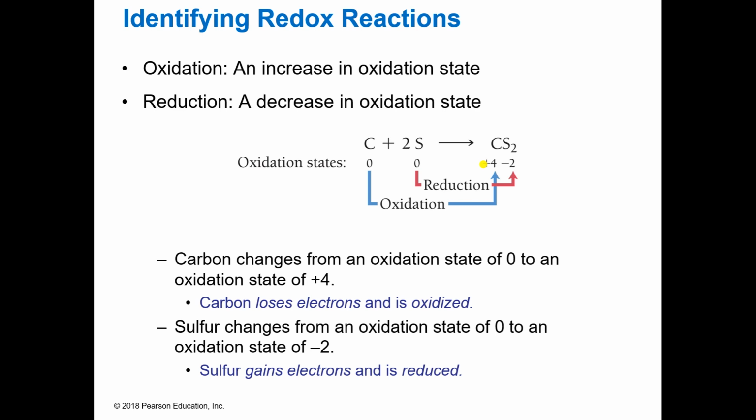Sulfur also goes from 0, but then to 2-. Yes, we do know there are 2 of them, but we're only looking at each individual sulfur to see what it does. So sulfur goes from 0 to 2-. That is a gain of 2 electrons. So it has gained electrons and is therefore reduced. Because it is reduced, it is doing the oxidizing of the carbon, and it is the oxidizing agent.